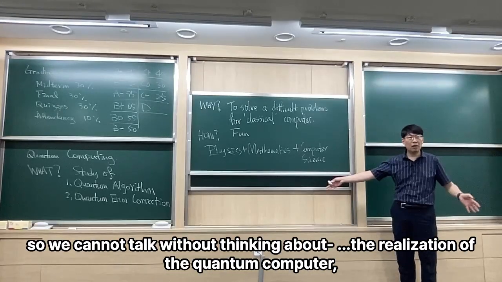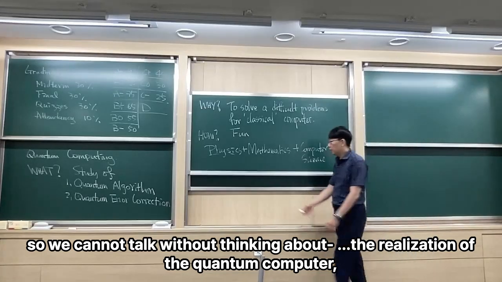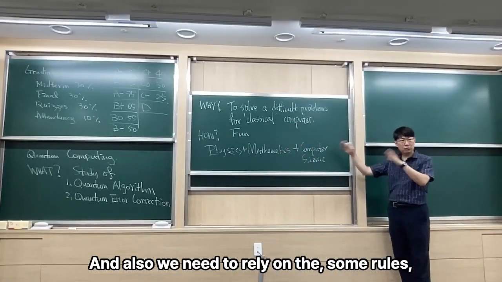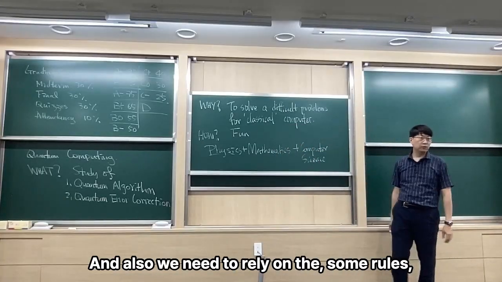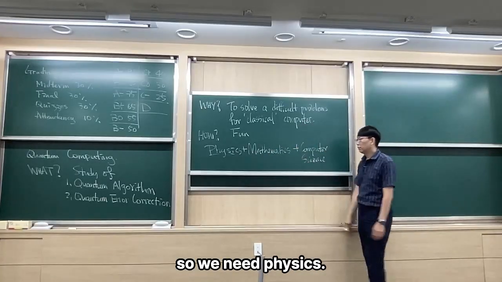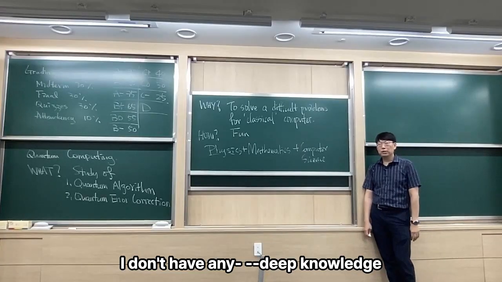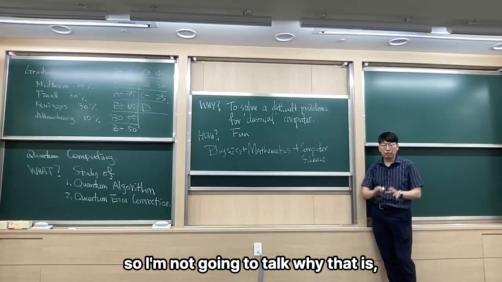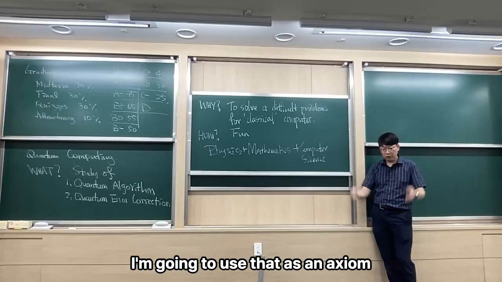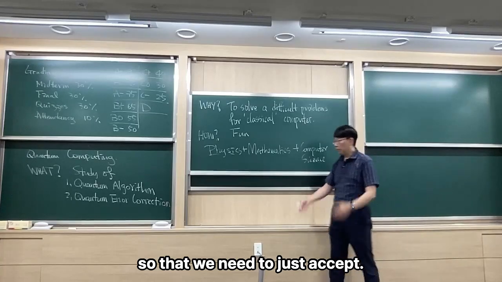So we cannot talk without thinking about the realization of the quantum computer. So we need some physics. We cannot just randomly say anything. And we also need to rely on the rules, the theory and principles that physicists have already found in quantum mechanics. But as I said, I'm not a physicist, and I don't have deep knowledge about quantum mechanics. So I'm not going to talk about why that is or how they developed it. I'll just lay out the fact and use it as an axiom that we need to accept.